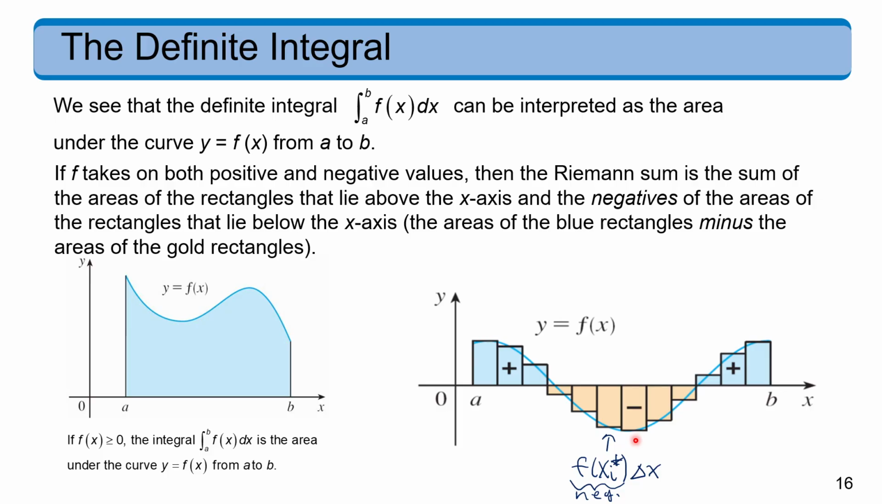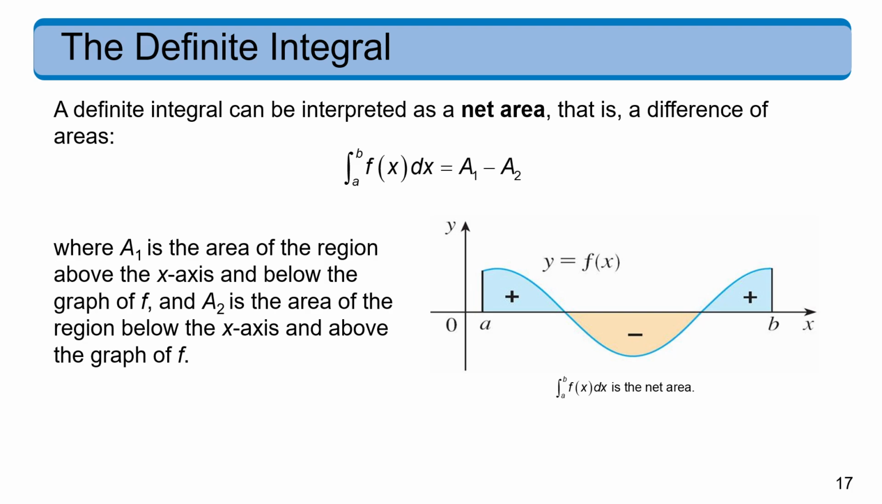So what that tells us is how to interpret the definite integral in a case like this. It will add up the areas of the rectangles, but the blue rectangles will be counted positively in the sum, and the goldish rectangles will be counted as negative areas in the sum. And so when you add them all up, we get what we call the net area. I just used the term net area, so here we'll formally introduce that term. So we now interpret a definite integral as a net area, which is a difference of areas.